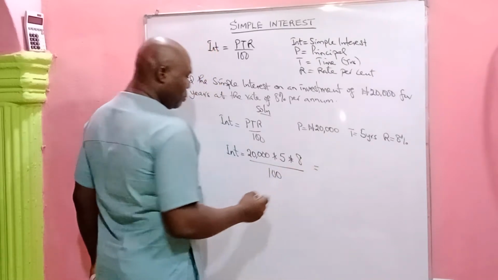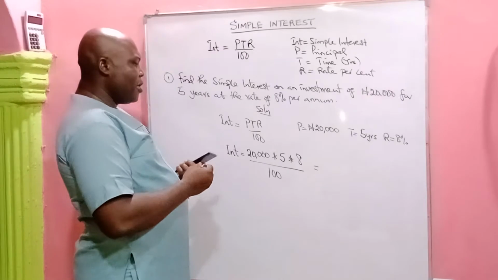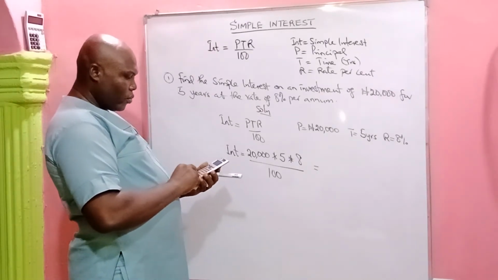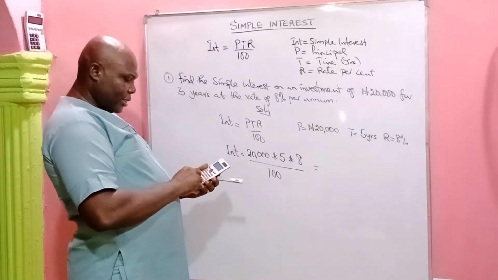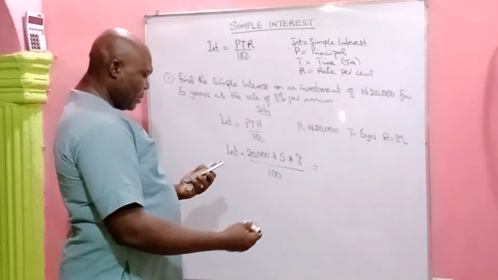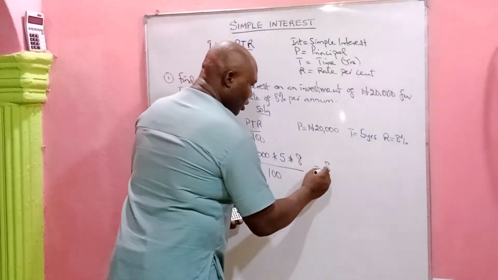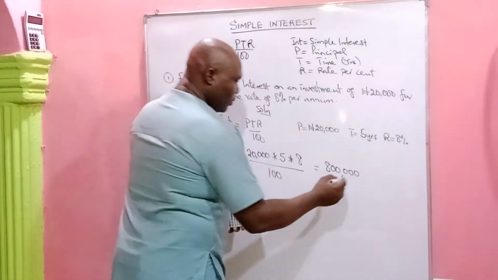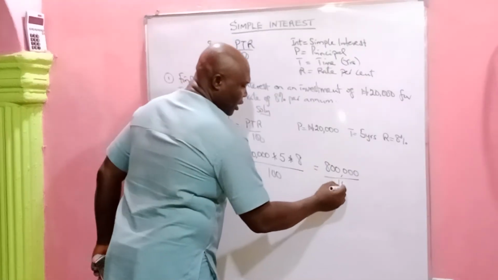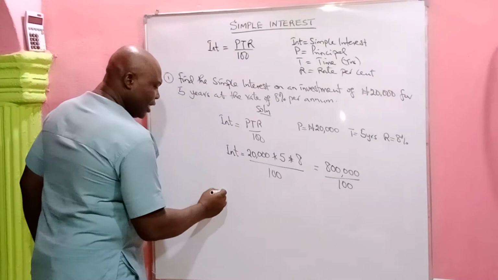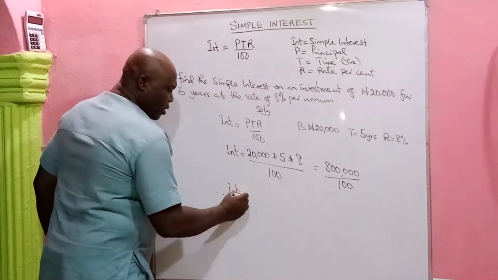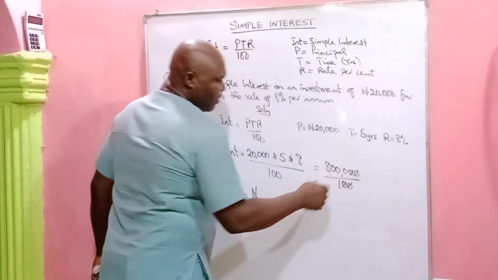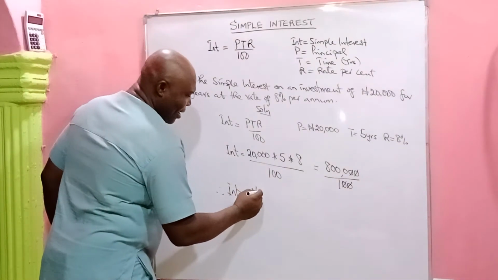So we are going to multiply 20,000 by 5 by 8. That gives us 800,000. And then we divide by 100. So it means that the interest at the end of 5 years for that investment will be 8,000 naira.